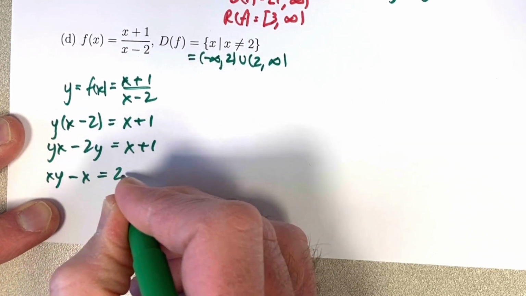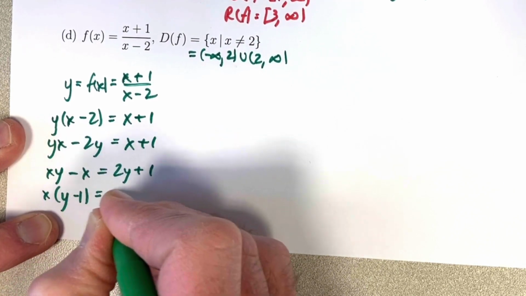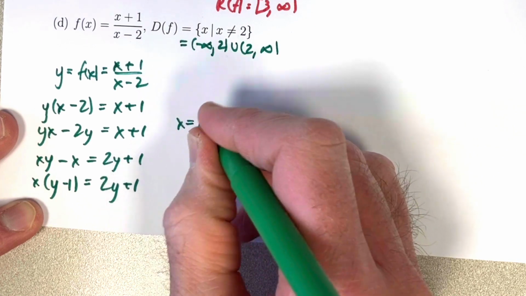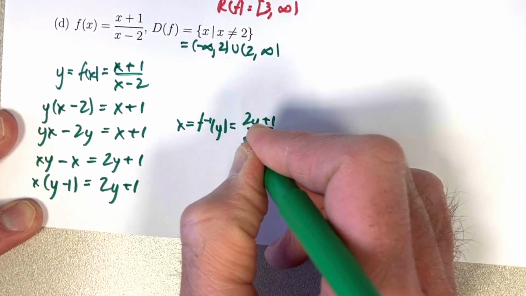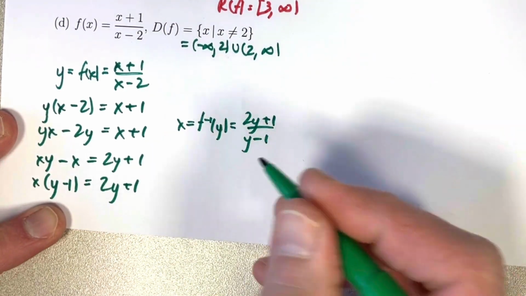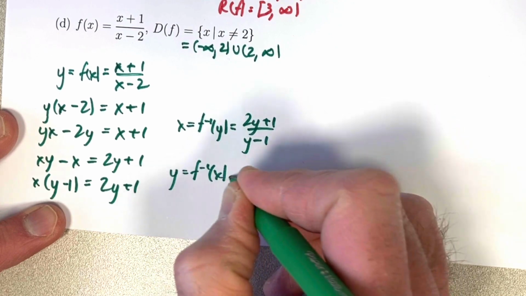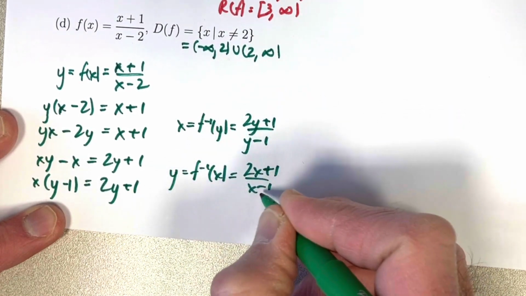and everything else on the right, like that. Factor out an x, and it looks like x equals f inverse of y would be 2y plus 1 over y minus 1. If you want to swap the y and the x, you'd write y equals f inverse of x equals 2x plus 1 over x minus 1.